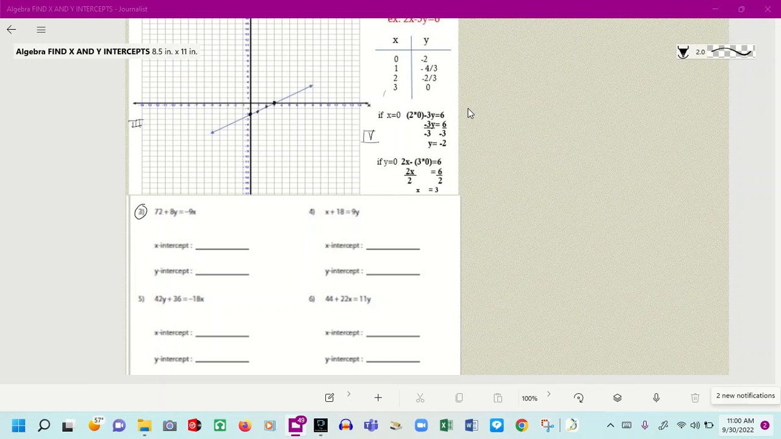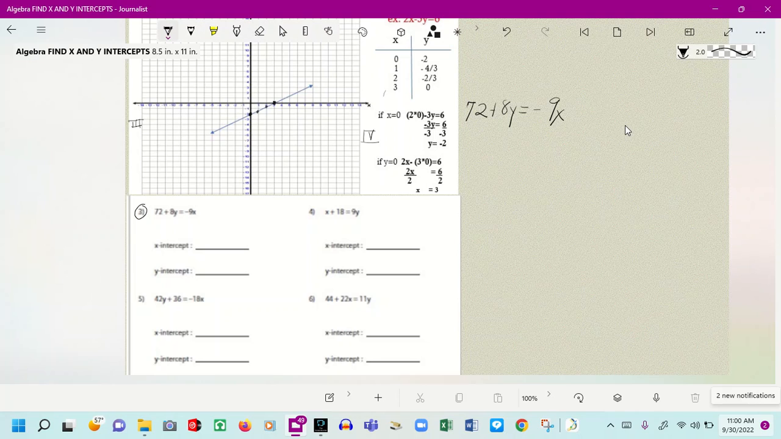So with that being said, number 3 is 72 plus 8y equals negative 9x. Now, when we have to plot our points for x-intercept and y-intercept, it is good to put our variables on one side and our coefficients on the other side so we can quickly go through plotting different points. So let's do that first.